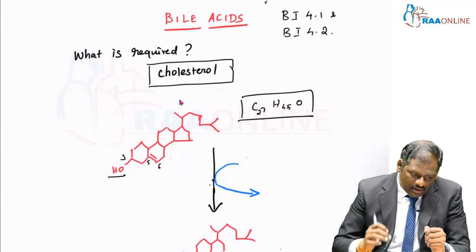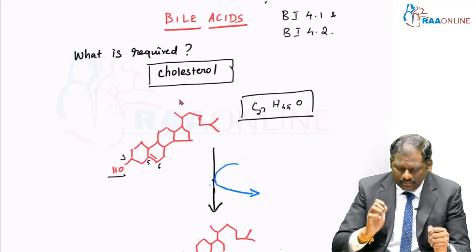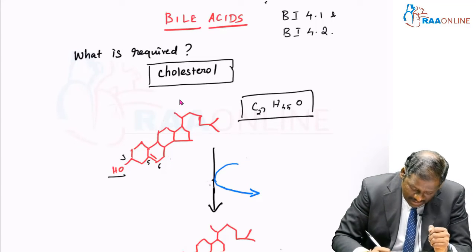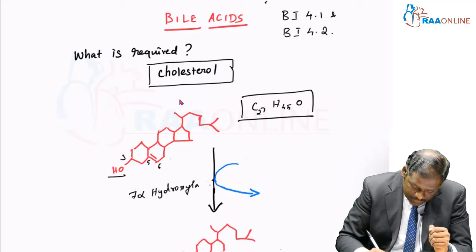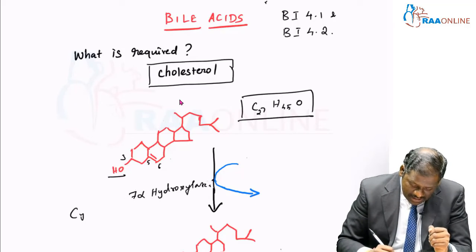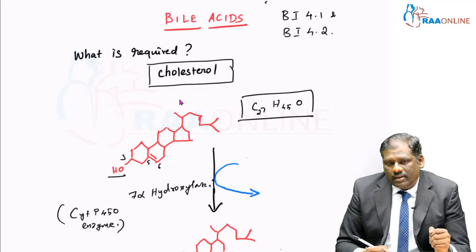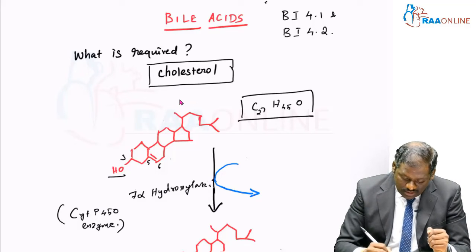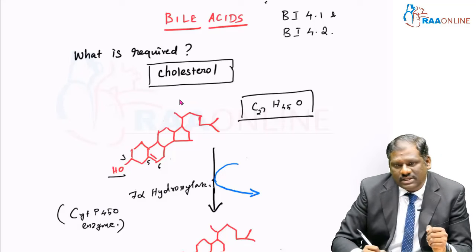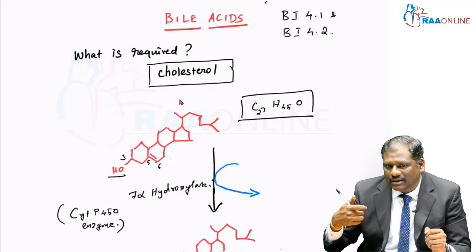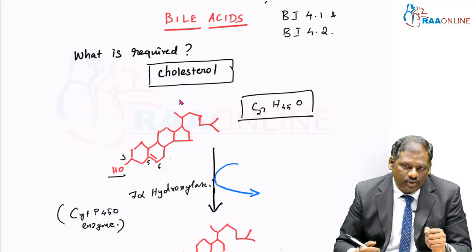This cholesterol will be acted upon by a cytochrome P450 enzyme, which is 7-alpha hydroxylase. It is a cytochrome P450 enzyme seen in the endoplasmic reticulum. What do you mean by hydroxylation? It is a monooxygenase. You are going to add an OH group to this cholesterol molecule.